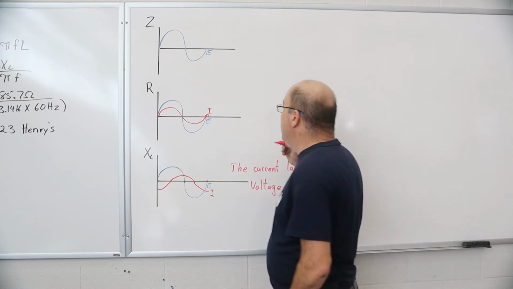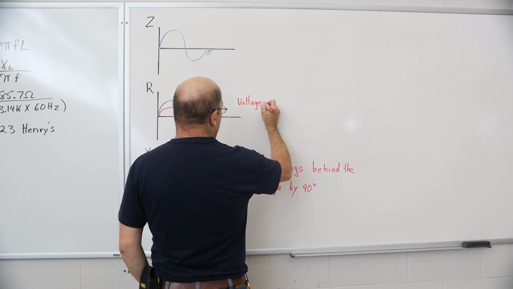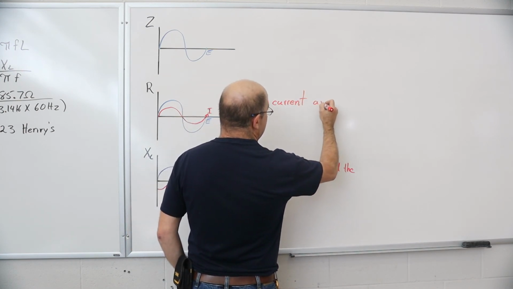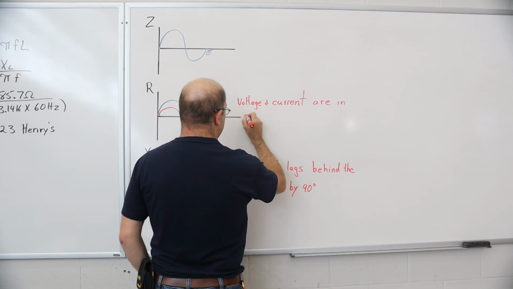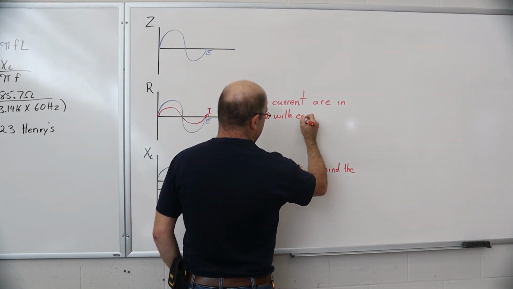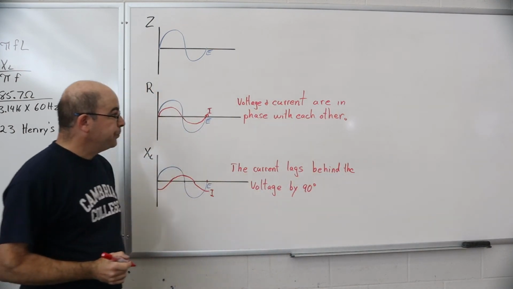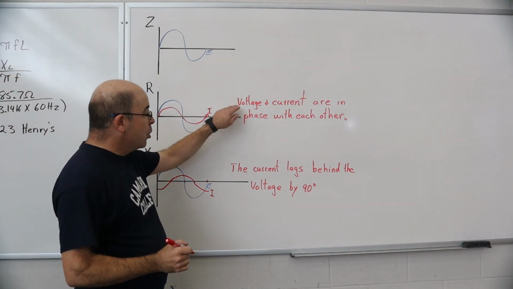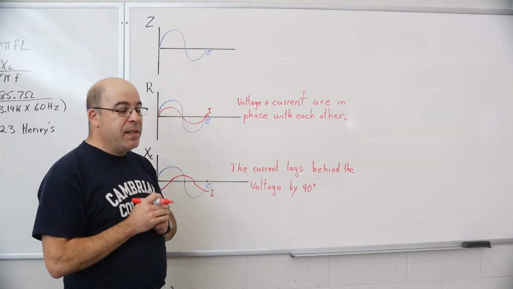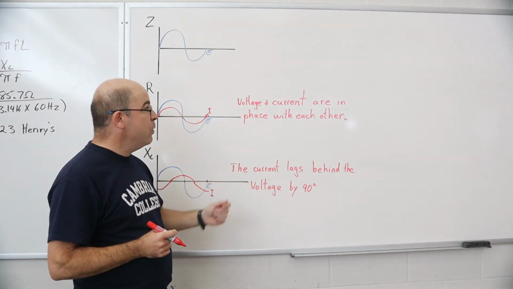Now, here we would say voltage and current are in phase with each other. It doesn't matter if you say current and voltage are in phase with one another, because they are in sync with one another. There's no proper grammar issue here.